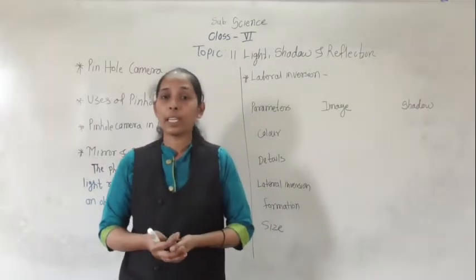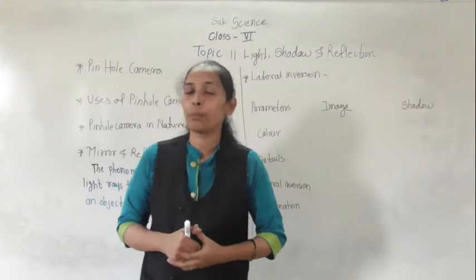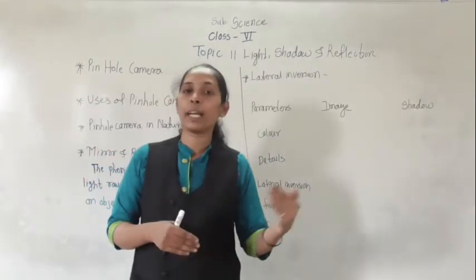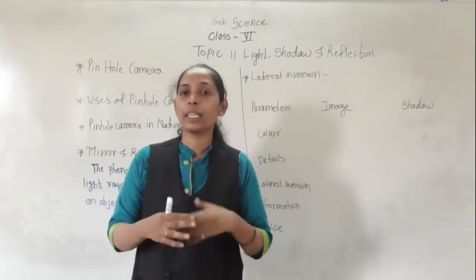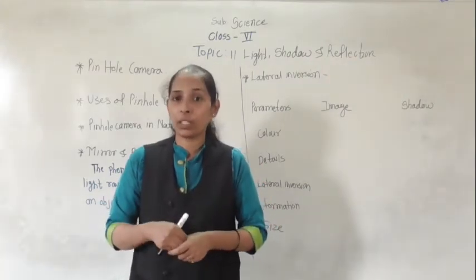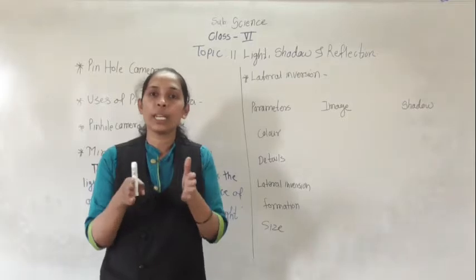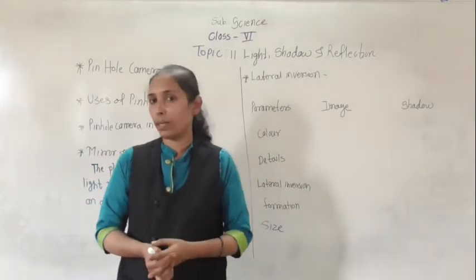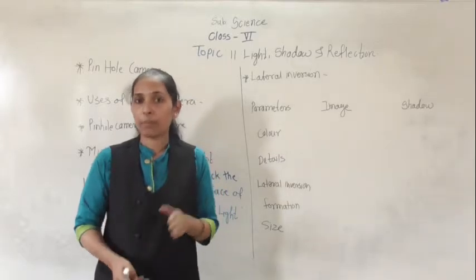But on the other hand, if we make a big hole in the pinhole camera, then what will happen? More than one ray of light can pass through the pinhole camera, and it can give a number of images, and all the images will overlap with each other, and because of that we are getting a blur image in the pinhole camera. Okay.